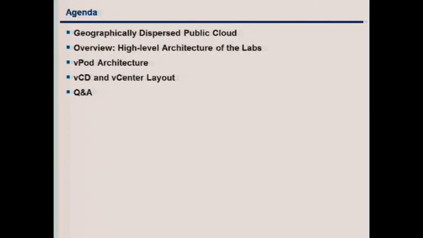I'm going to talk a little bit about the geographically dispersed public cloud that we're currently using for our labs. I'm going to do a high-level architecture over the labs, and then we're going to talk a little bit about the vPod architecture, a little bit about VCD, vCenter layout, and then I'm going to move on. And actually, I'm going to focus heavily on the auto-deploy because obviously that's what this session is about. But in order for us to actually do that, you need to have some kind of context as to some of the reasons why we did what we did.